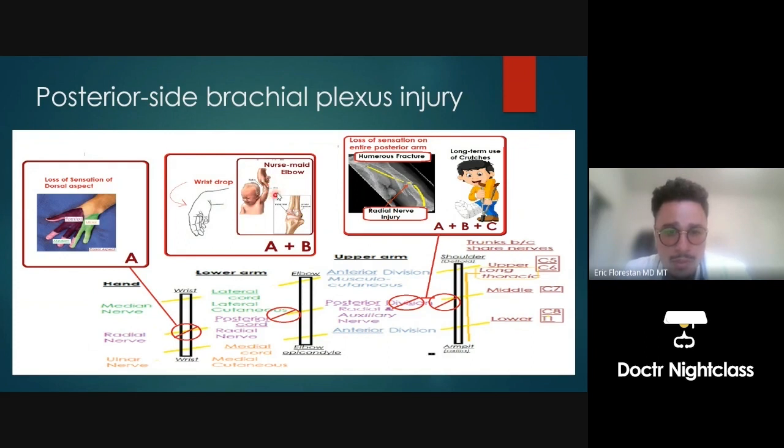Okay, what happens? There's a dislocation at the level of the elbow. Right here, this is the elbow, a dislocation. It dislocates posteriorly, so it pushes on the nerve in the posterior compartment. Again, that's the radial nerve. And what happens? You'll have a wrist drop. Why do you have a wrist drop?